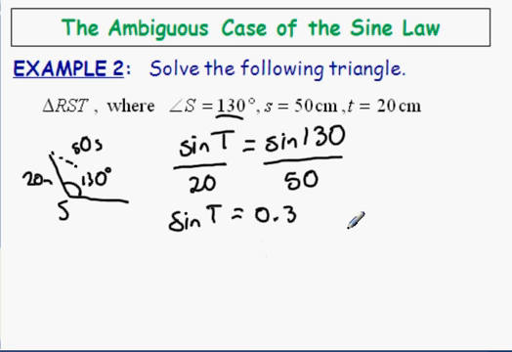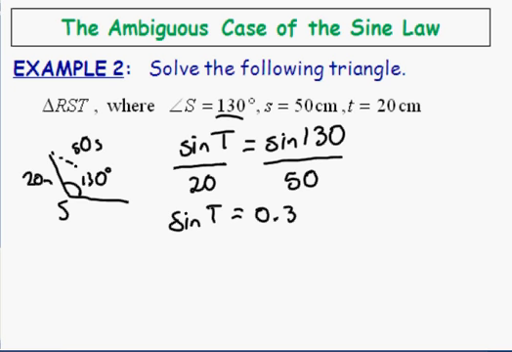So what this means is we have one triangle because it's obtuse. Okay, so because this works out, 0.3 is between -1 and 1. We're going to have one triangle, so now we can actually solve for angle T, and that will enable us to solve for the other missing angle and the other missing side.